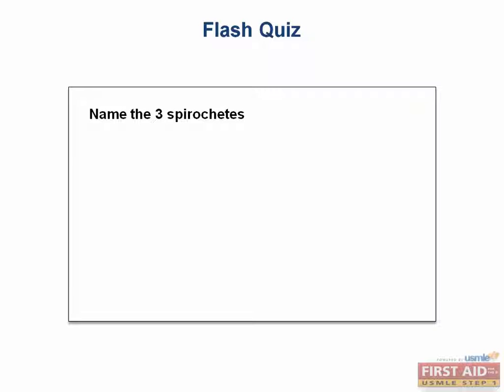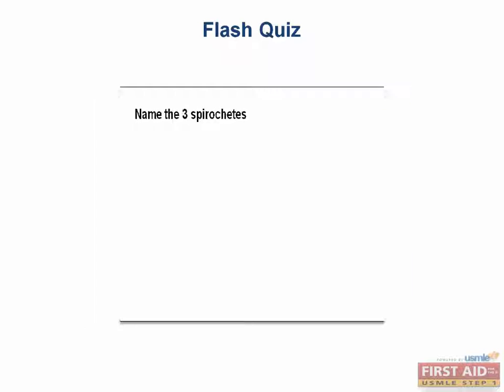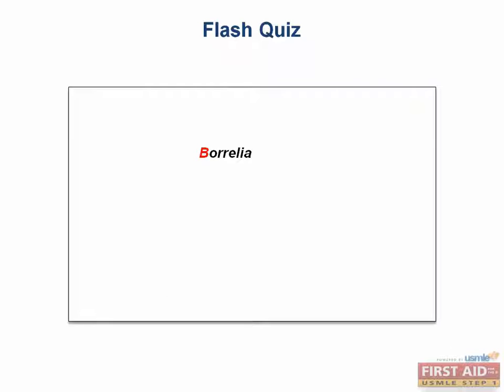Time for another flash quiz. Name the 3 spirochetes. And your answers are Borrelia, Leptospira, and Treponema. Remember, this is the BLT sandwich that you don't want to eat.